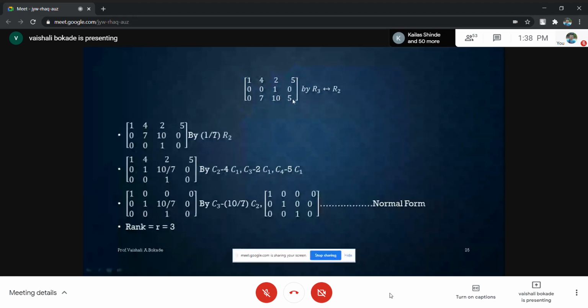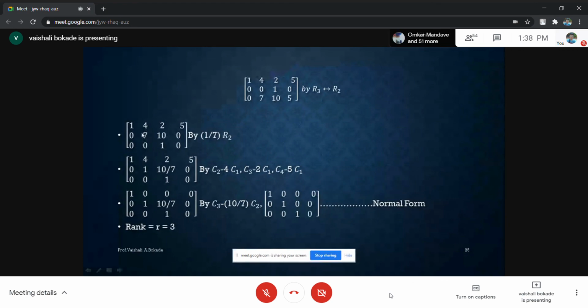Further, according to echelon form, what I require is that the element at the 2,2 place should be 1. I'm not having that. If I use this row as it is, I'm getting this entry as 0. So in place of that, I'm interchanging R3 and R2. So now this 2,2 place entry is non-zero.